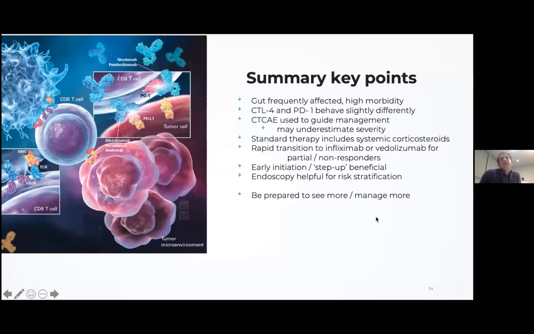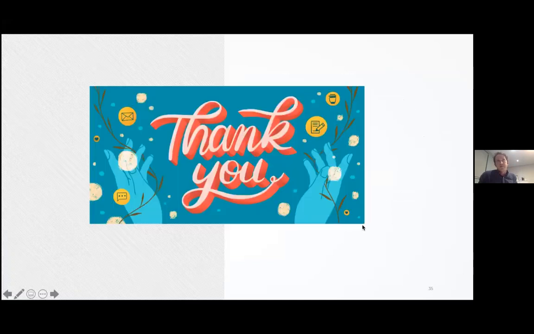And then again, onto the first point on that slide, we should be prepared to see this more, manage this more, and be more comfortable with it going forward. And that's it. Thank you.